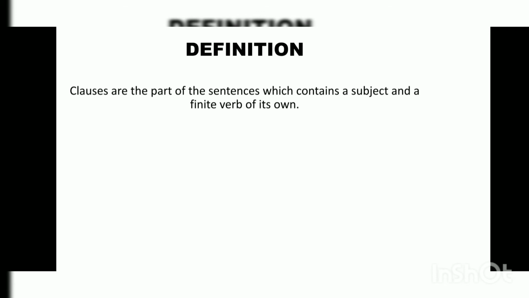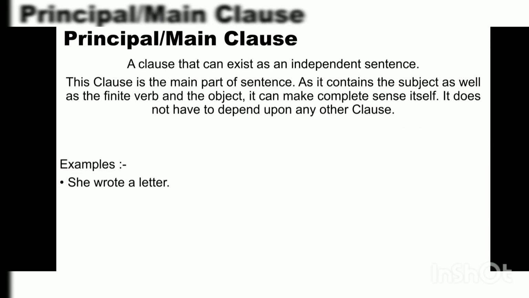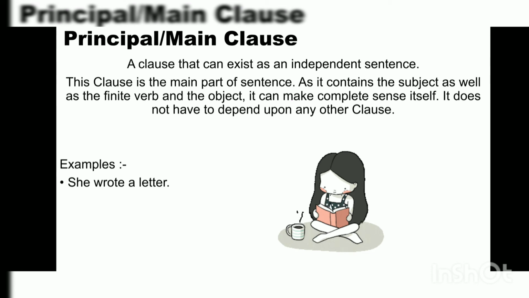Let's move ahead to kinds of clauses. So basically there are three kinds of clauses: principal or the main clause, subordinate or the dependent clause, and coordinate clause. So let's study each clause in detail. The first is main clause or the principal clause, a clause that can exist as an independent sentence. This type of clause does not need another sentence to make sense. It completely makes sense on its own. This clause is the main part of the sentence as it contains the subject as well as finite verb and the object. It does not need to depend on other clause. For example, she wrote a letter.